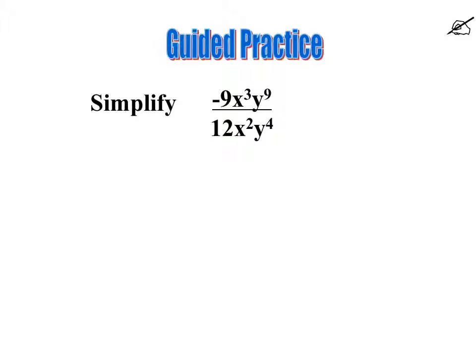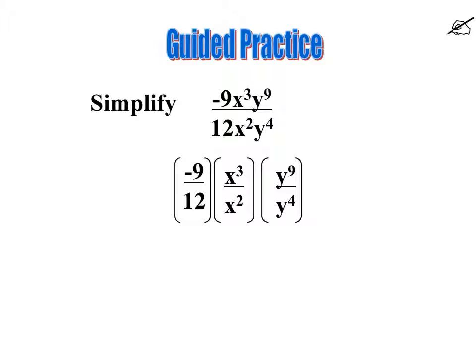Here's another. Negative 9x to the third y to the ninth over 12x to the second y to the fourth. Make my numbers a fraction, negative 9 over 12. Make my x's a fraction, x to the third over x squared. Make my y's a fraction, y to the ninth over y to the fourth. Let's reduce my numerical fractions. Negative 3 over 4.